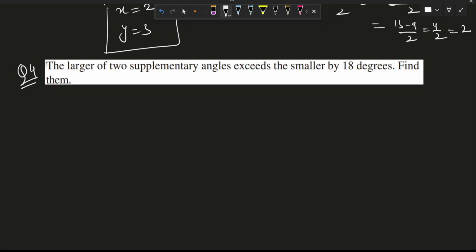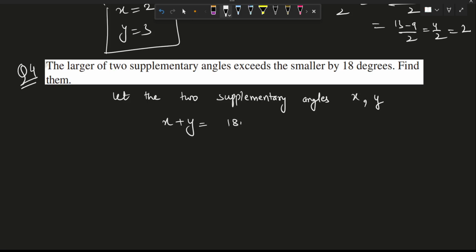So let the two supplementary angles be x and y. I hope you know what supplementary angles are. Yes, students. So supplementary angles are the angles whose sum is 180 degree. The two angles whose sum is 180 degree are called supplementary angles. So this is your equation number 1.